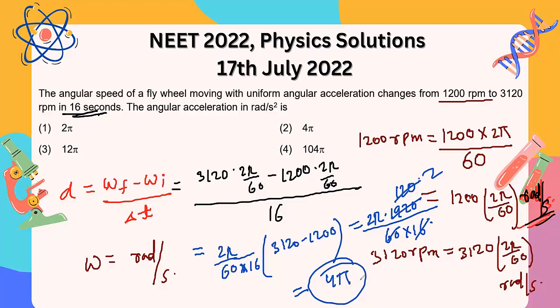So 4 pi radians per second square is the angular acceleration. So the option number 2 here, 4 pi, becomes the answer for this question. Okay, a straightforward formula-based question, right? Thank you.